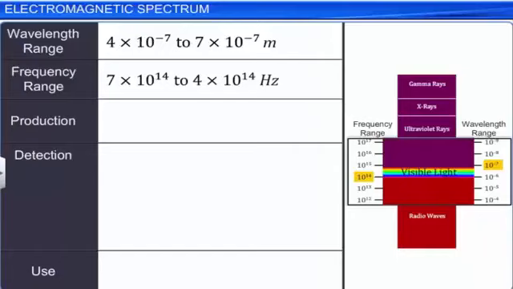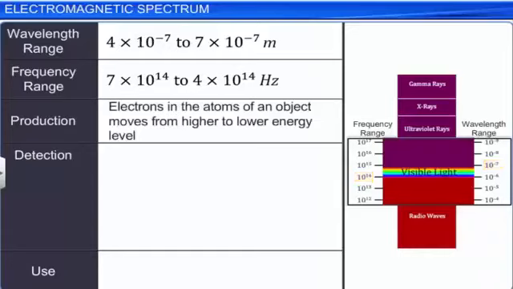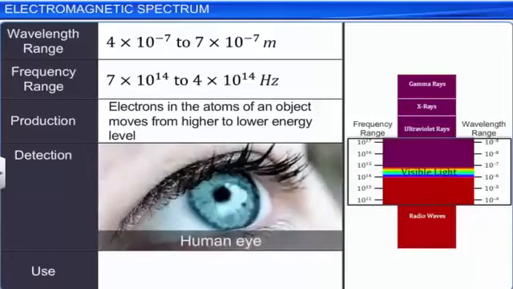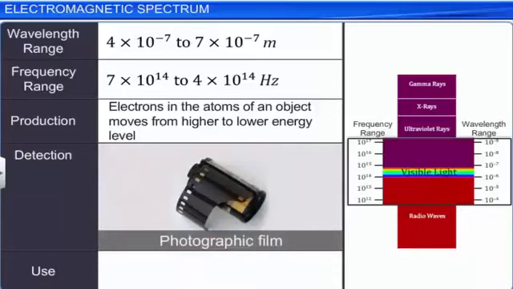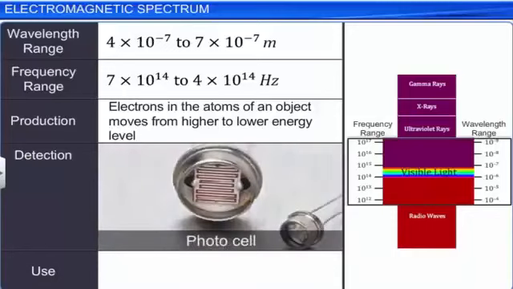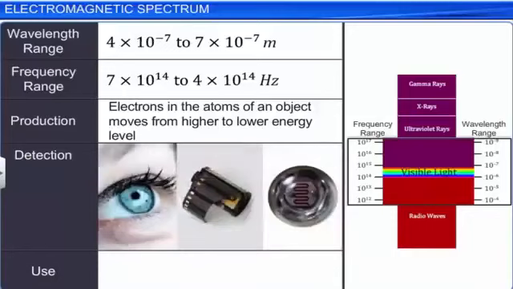Visible light emits from an object when electrons in the atoms of the object move from higher energy levels to lower energy levels. Visible light can be detected by the human eye, photographic films, and photocells. The light emitted from or reflected from an object helps us to view the object.